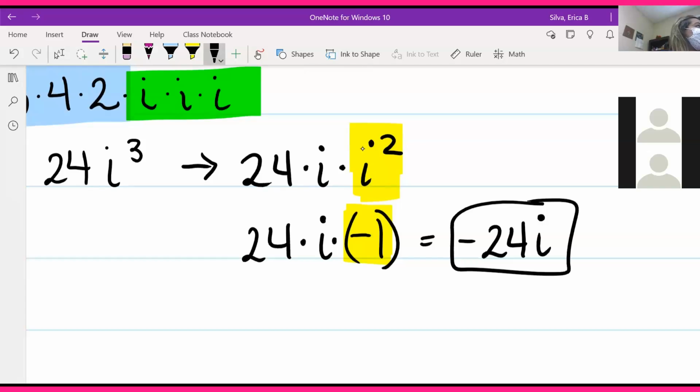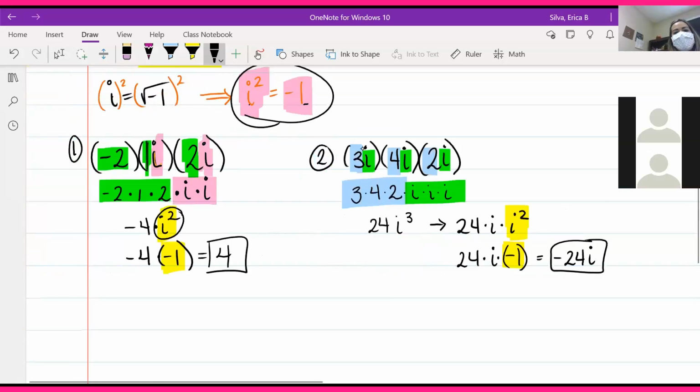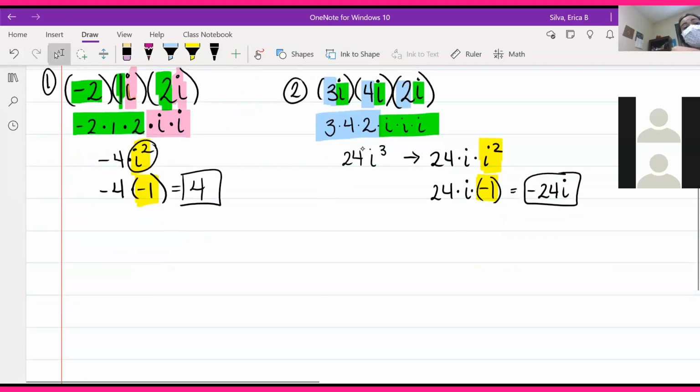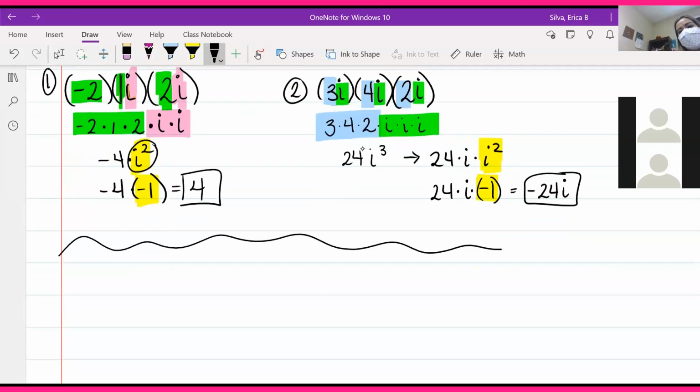Any questions so far? This is kind of fun, huh? Yeah? I like mathy problems. A lot of multiplying. All right. Let's go on to multiplying the complex numbers.